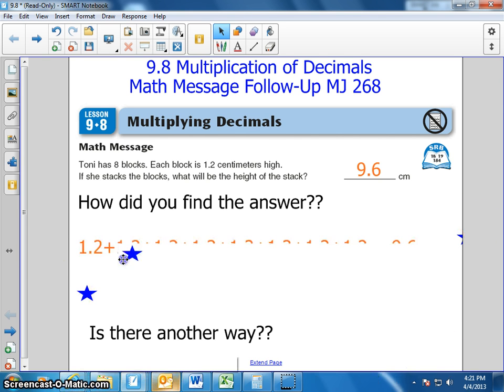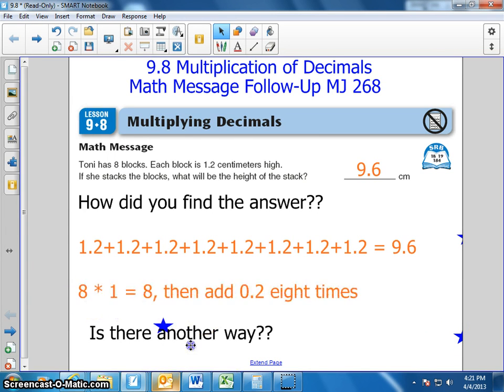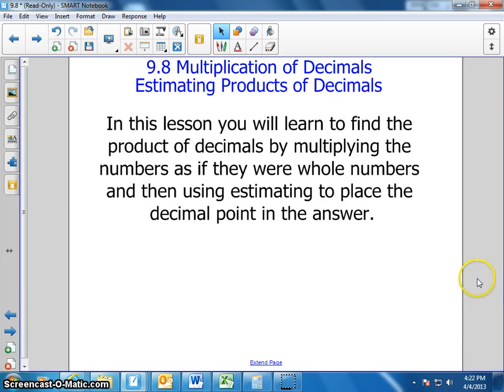You probably got the answer of 9.6, but how did you find the answer? Did you use addition and just add them all up? Or did you maybe try and use multiplication and multiply 8 and then add the 2/10 8 times? Both of these ways are a little complicated. So, is there an easier way? Like I said, in this lesson we're going to focus on multiplying decimals as if they were whole numbers and then using an estimation to place the decimal point in the correct spot in the answer.